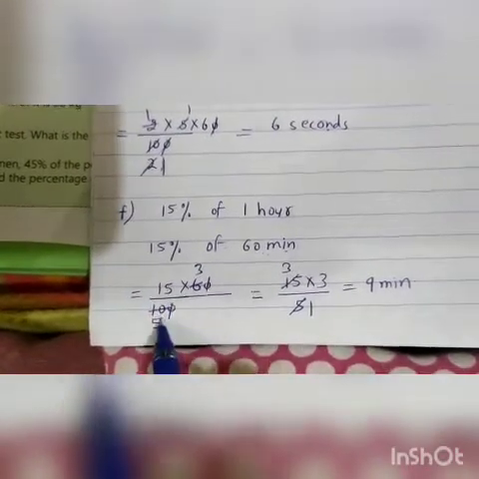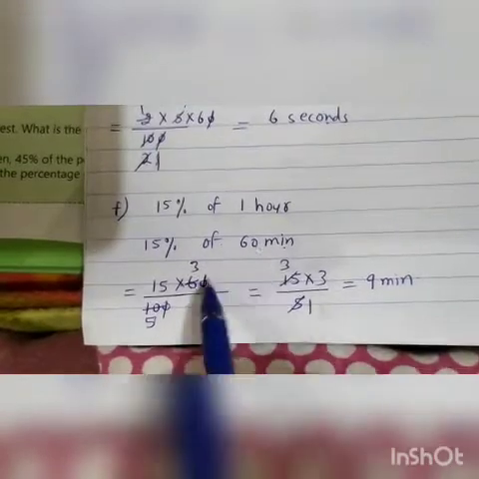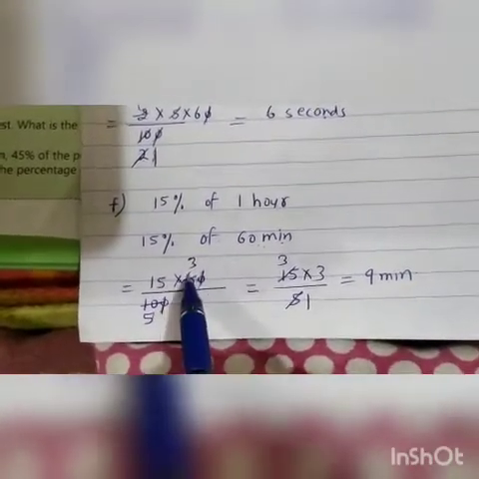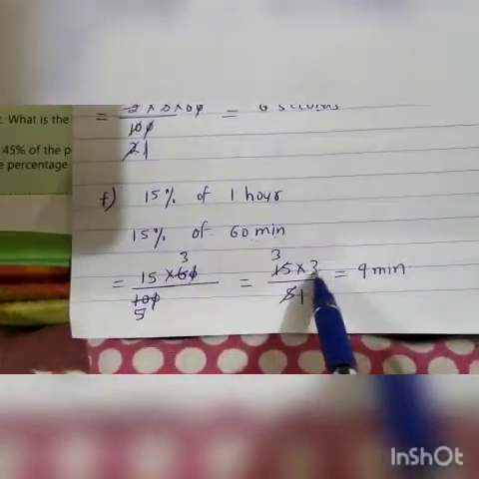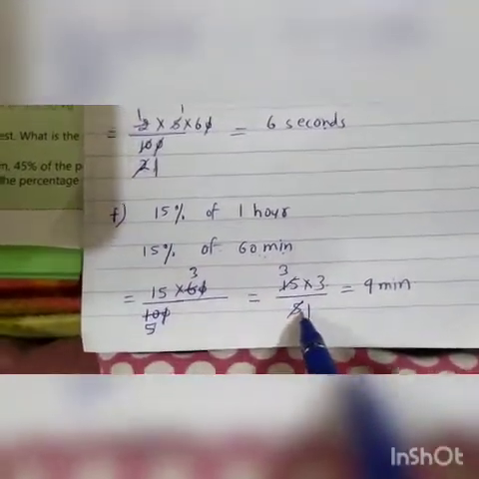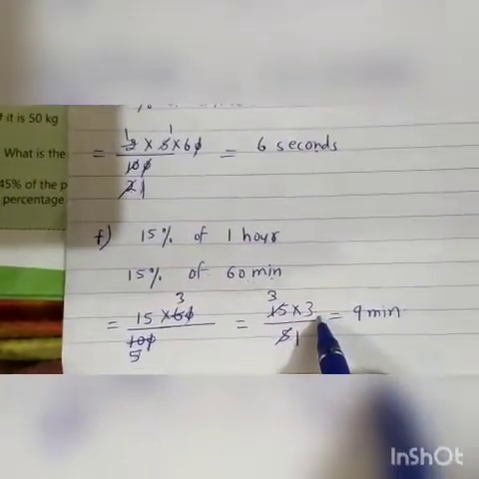15% means 15 upon 100. Of means multiply. Then 60. 0 0 cancel. 2 3s are 6. 2 5s are 10. Then 15 multiply 3 upon this 5. 5 1s are 5. 5 3s are 15. So 3 3s are 9 minutes.